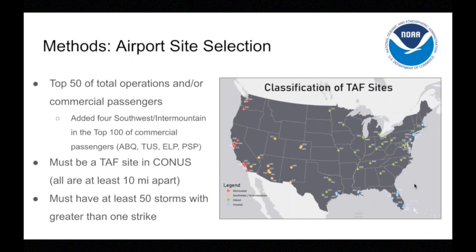We also said that each site must be a TAF site in the continental US, and all must be at least 10 miles from each other. Lastly, they must have at least 50 storms with greater than 1 strike. So this is how we ultimately ended up with 53 sites that we looked at.